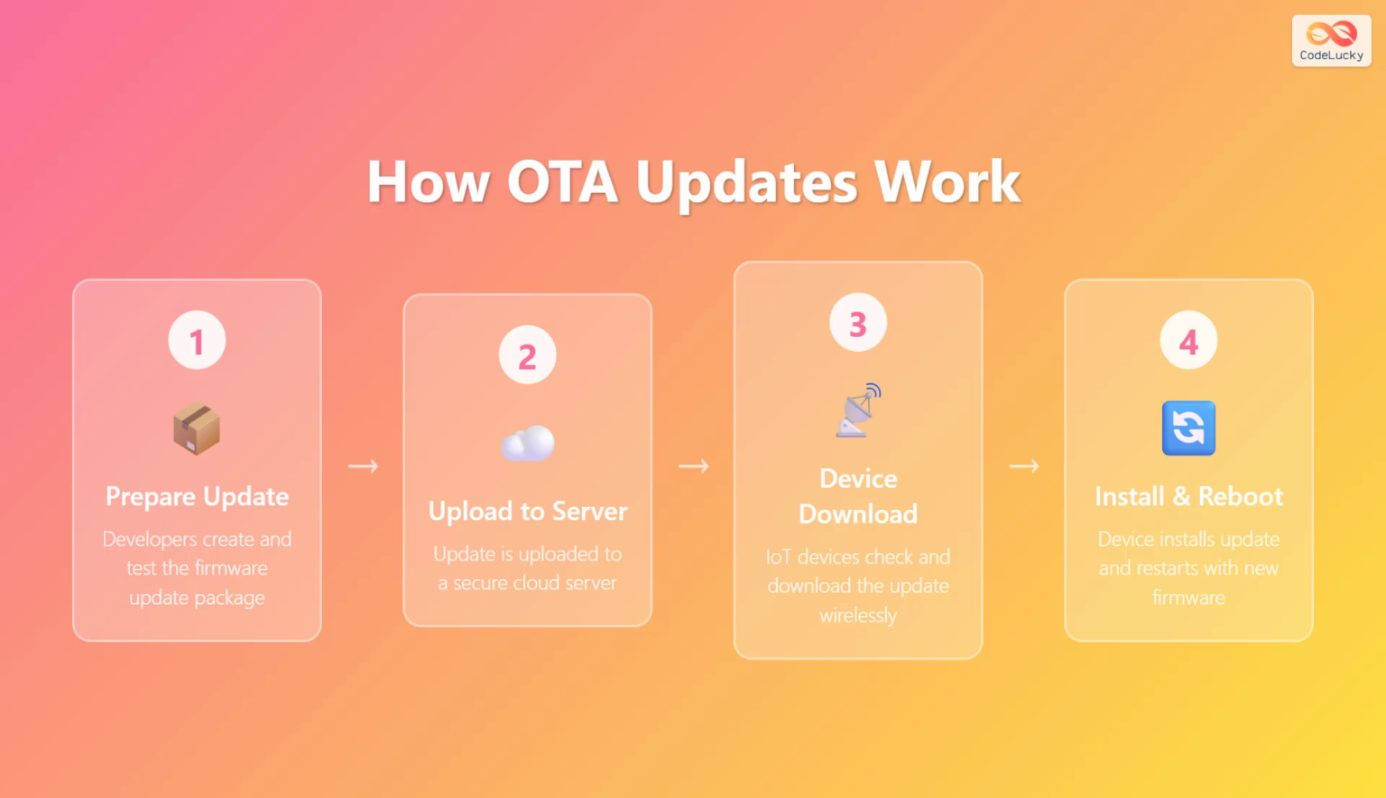Step 3. IoT devices periodically check the server for available updates. When a new update is detected, the device downloads it wirelessly over Wi-Fi, cellular, or other network connections. Step 4. The device installs the update and reboots. During installation, the new firmware replaces or supplements the old version, and the device restarts to run the updated software. This entire process happens automatically, often without any user awareness.